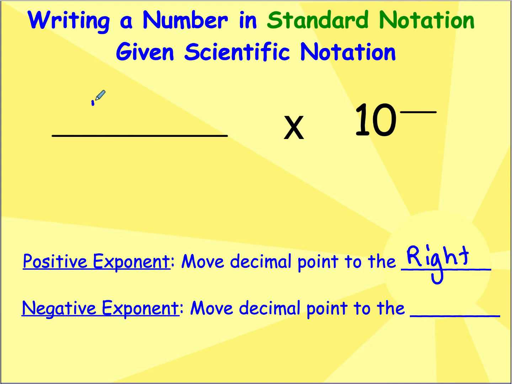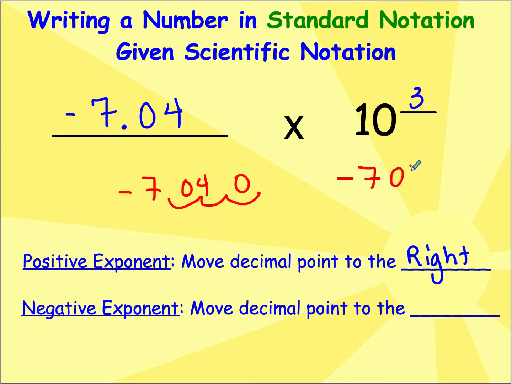So let's say I have -7 and 400ths, and it's times 10 to the third. Okay, a positive exponent is going to move the decimal point to the right. It doesn't matter if the first factor is positive or negative, it's still going to do the same thing. So I'm starting without the decimal, and I know the decimal is right here. 1, 2, 3. So that means I get -7,040 is the equivalent of -7 and 400ths times 10 to the third.